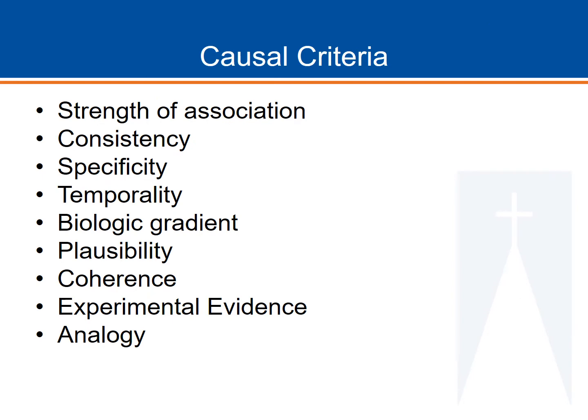So once again, the causal criteria: strength of association, consistency, specificity, temporality, time component, biological gradient, dose response, plausibility, in particular biological plausibility, is something that we use a lot. Coherence, experimental evidence, and analogy. So I'm going to pull each one of these apart and explain more in depth what they mean. I've mentioned how they're measured in epidemiology, but what do they really mean?